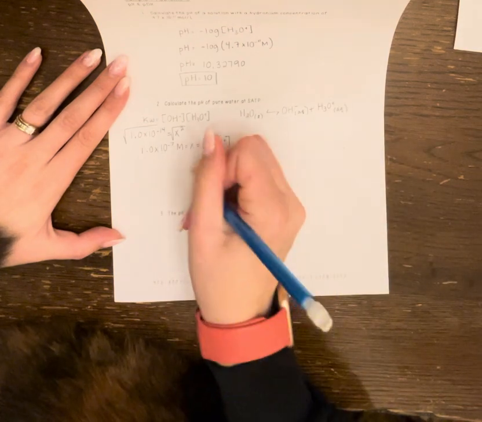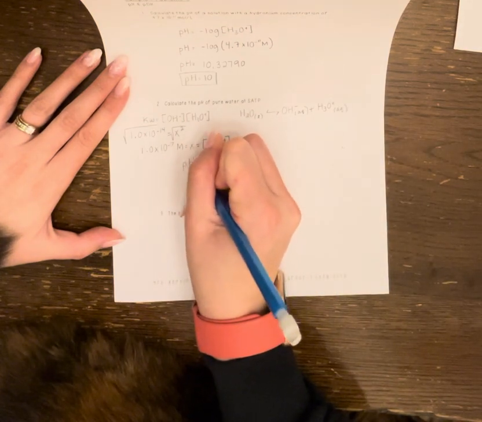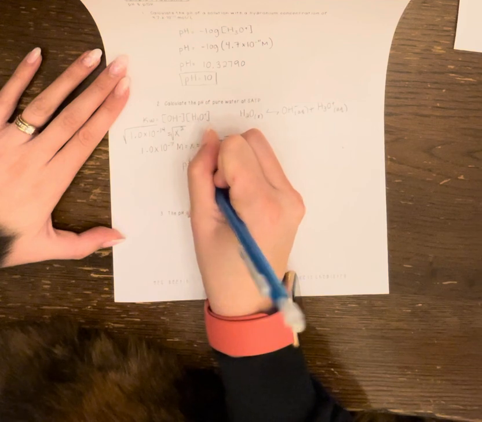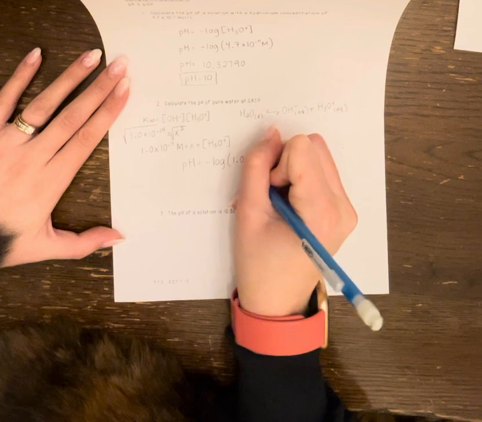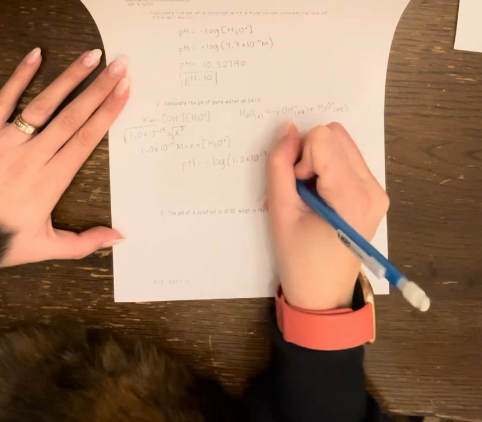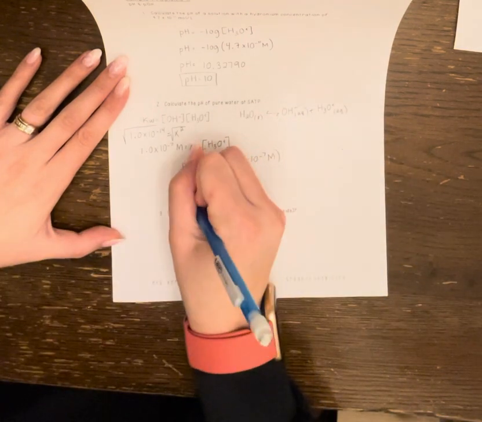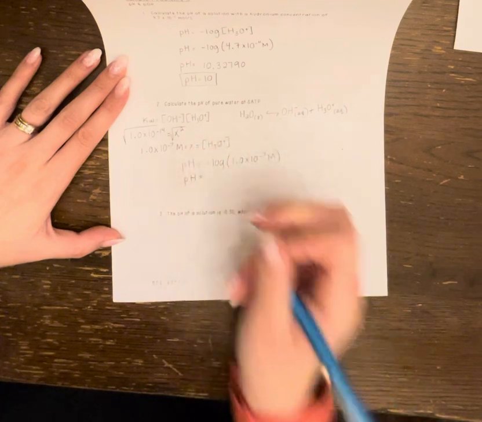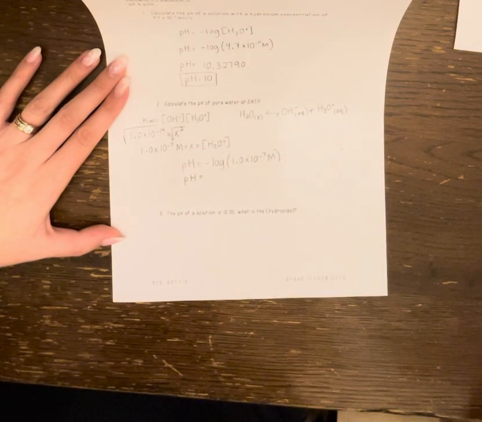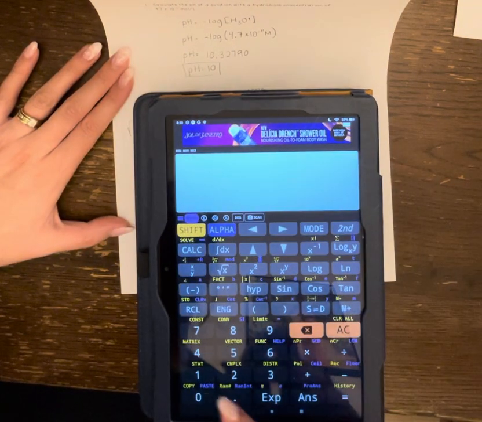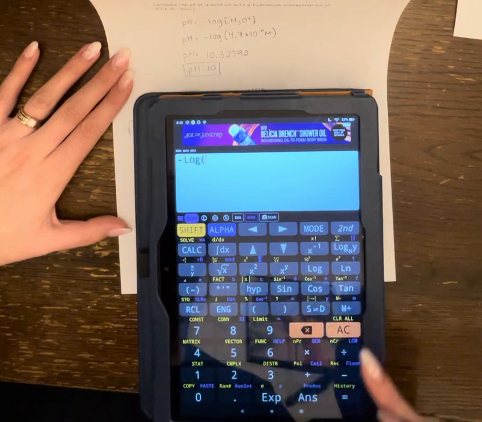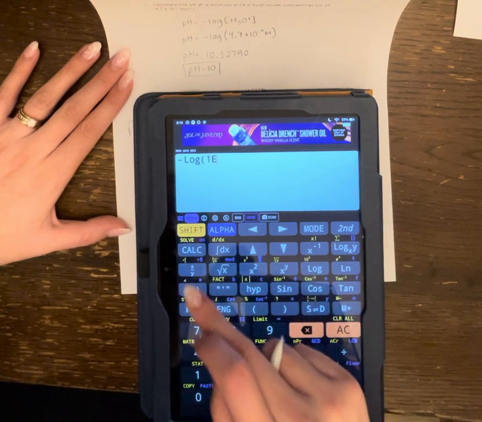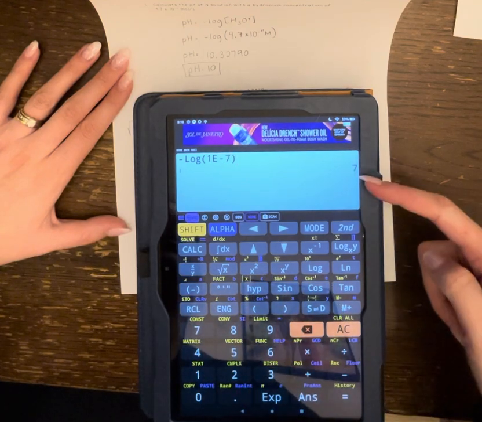So once we have this, all we have to do again is plug and chug. Our pH equals the negative log of the hydronium ion concentration, which is 1 times 10 to the negative 7 molar. So our pH here equals 7, but just to prove it to you, negative log of 1e negative 7 is 7.